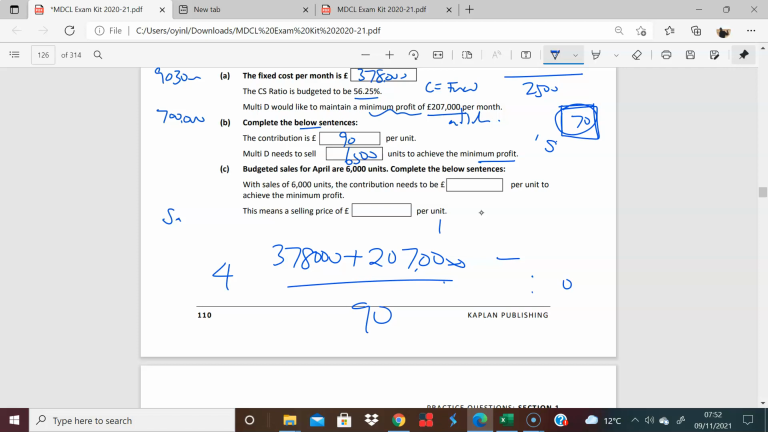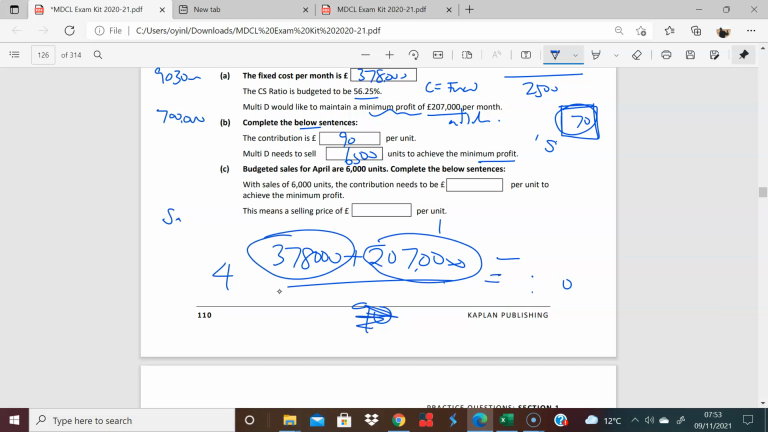Okay, great. The next part says budgeted sales for April are 6,000 units. Complete the below sentences. With sales of 6,000 units, the contribution needs to be what per unit to achieve the minimum profit? So this is an interesting one. We did something similar to this, where if you're trying to hit that minimum profit, you know that that's a fixed cost, that's a fixed cost.